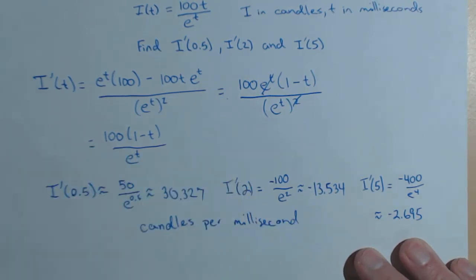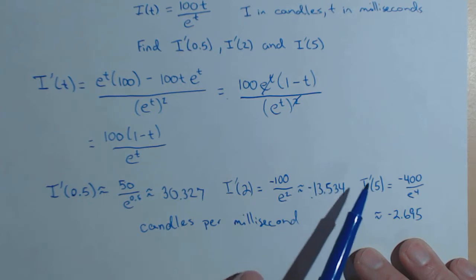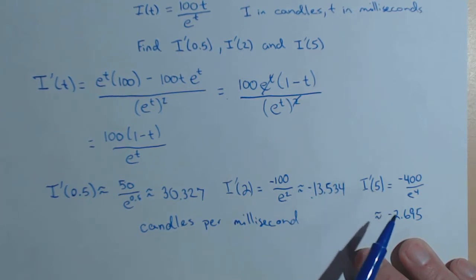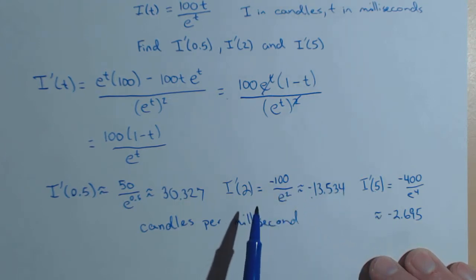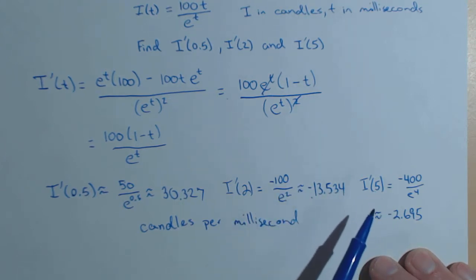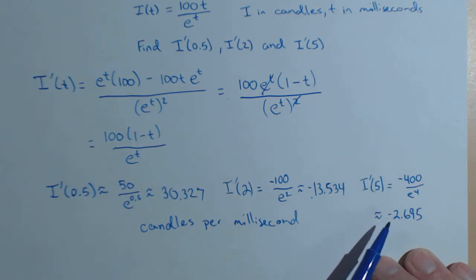And so what we see happening is at 0.5 milliseconds, the intensity is increasing pretty rapidly. But at 2 milliseconds, we see the intensity is decreasing rapidly. At 5 milliseconds, the intensity is decreasing, but not decreasing as quickly as it was at 2 milliseconds. And we'd expect to see that trend continue as the number of milliseconds gets higher and higher.